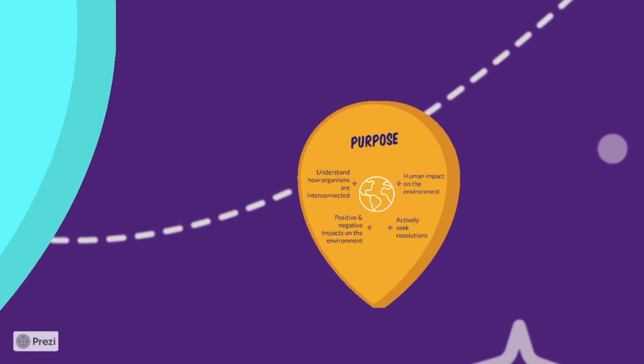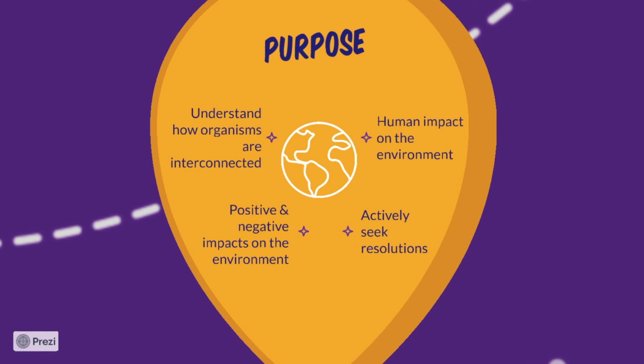The purpose of this lesson is for students to understand just how interconnected organisms are and to be able to see how small changes can have a really big positive or negative impact on the environment. And humans can be part of that impact, good or bad. So the goal is for students to see that interconnectedness, be able to recognize imbalances, and then seek solutions to restore the balance in an ecosystem.